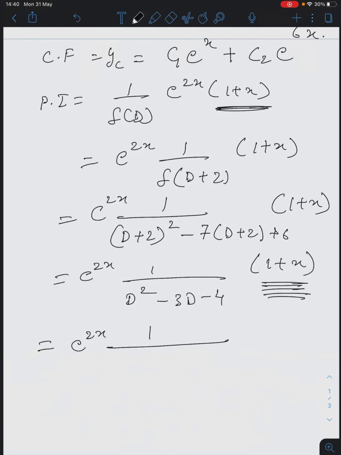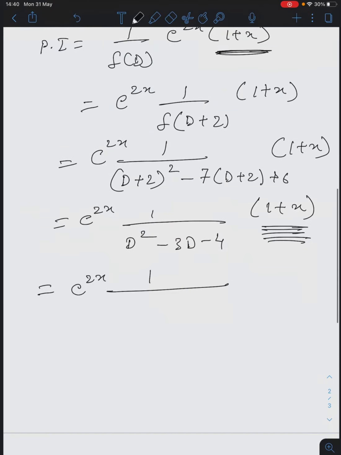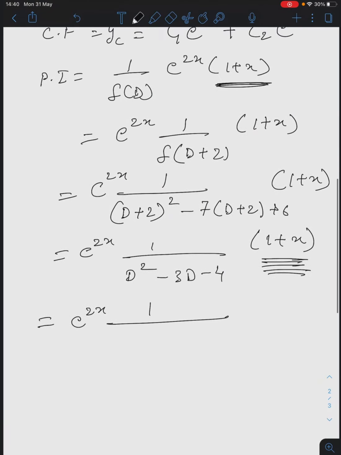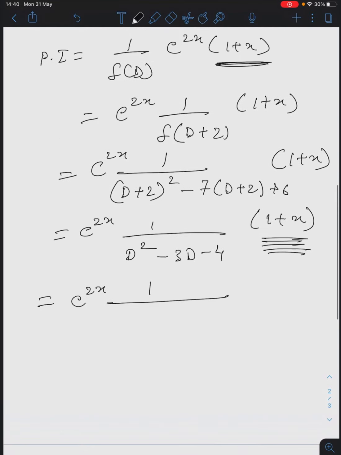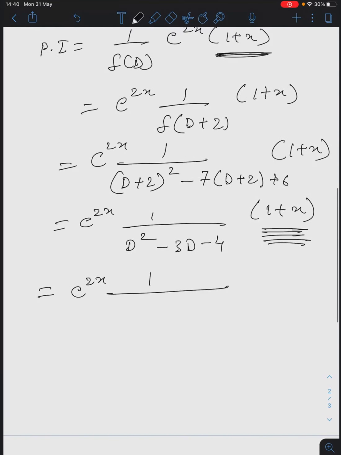Am I audible? Students, am I audible? Please answer if I am audible. Yeah, I can see when I'm scrolling down, it's moving. What about my voice? Is it audible? Yes, ma'am.